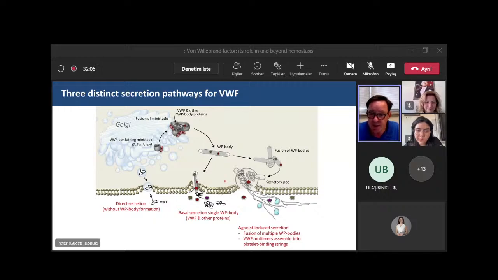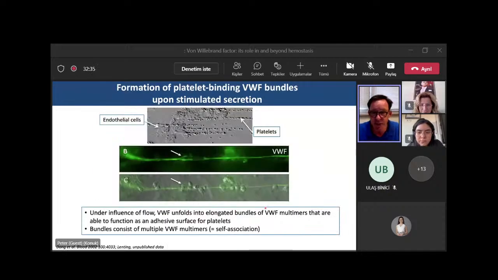And finally, when endothelial cells are stimulated, several Weibel-Palade bodies can fuse into one, what we call a secretory pod, and then the content of the secretory pod is released. And it's actually in this case that those very large multimers assemble at the endothelial surface and form what we call strings. And these strings you can actually see under a microscope.